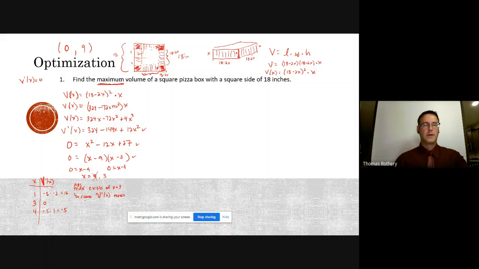moves from positive to negative values at x equals 3. Notice I use the word values. Positive values and negative values, those changed at x equals 3. So good, we know it's a max and not a min. We had to verify that.